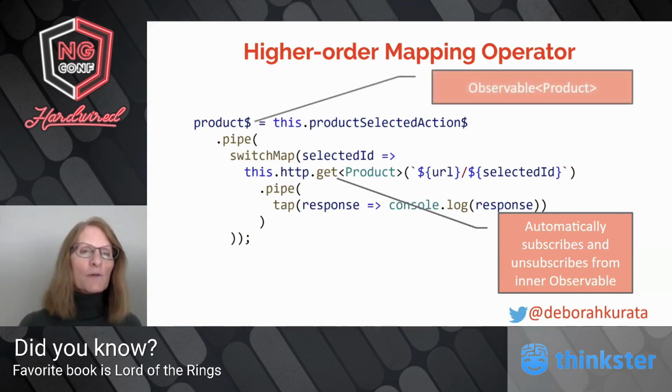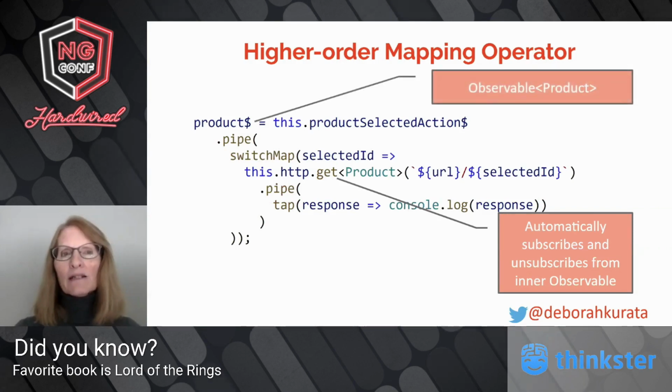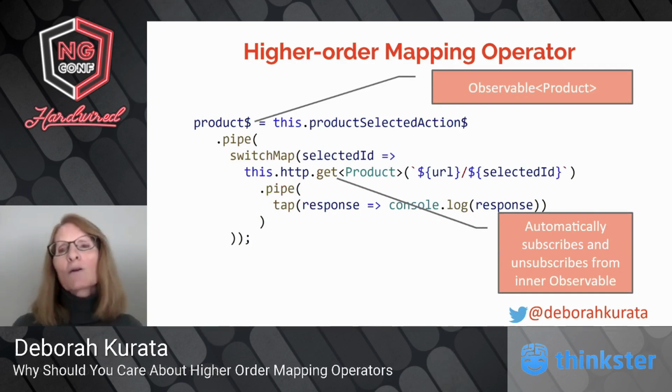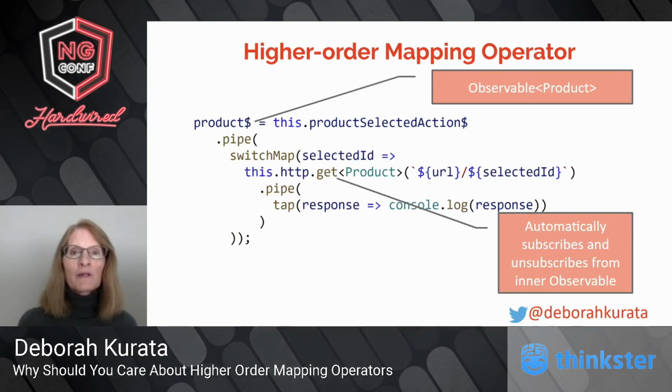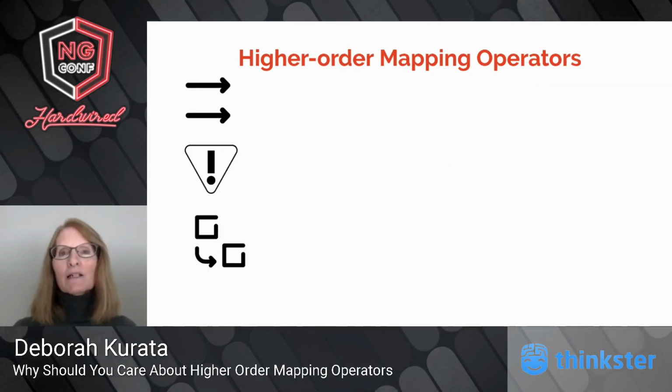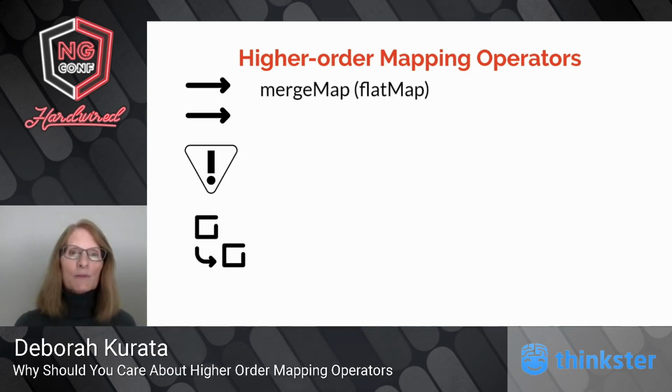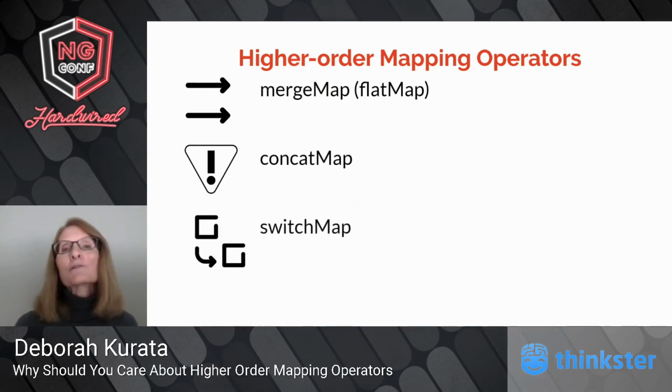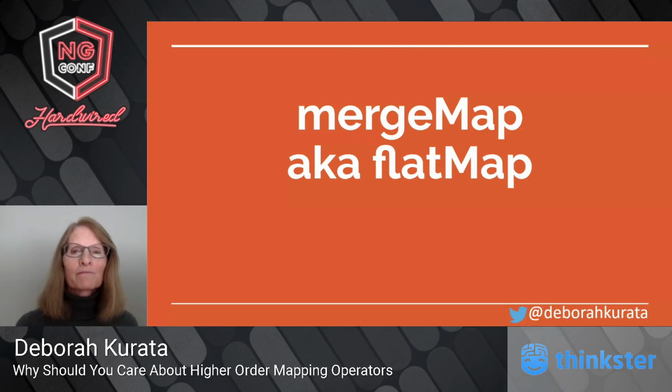The other thing is if you hover your mouse over the product$ there, you will see that it unwrapped it for you as well. So you're going to be getting back an Observable of Product, which is what you're going to want for your binding for your detail page. Okay, so three of the higher order mapping operators that we're going to cover in our session here are mergeMap, also called flatMap, concatMap, and switchMap. Okay. So let's start with mergeMap.